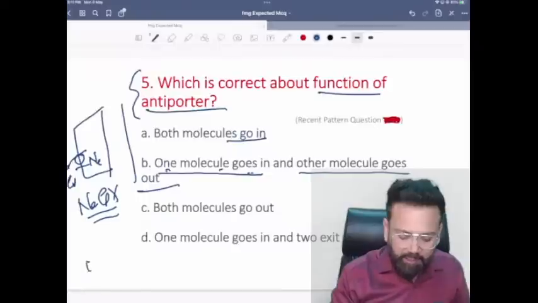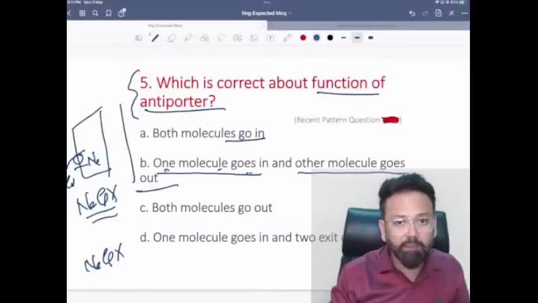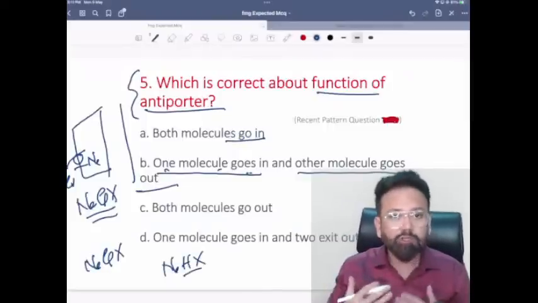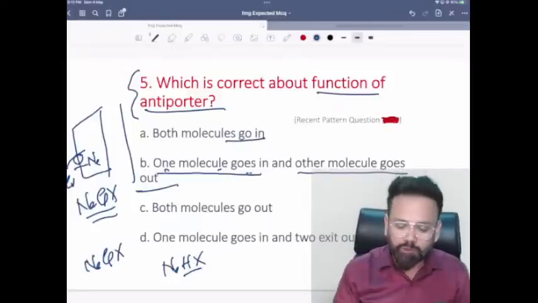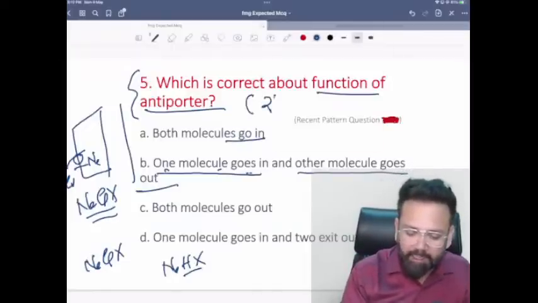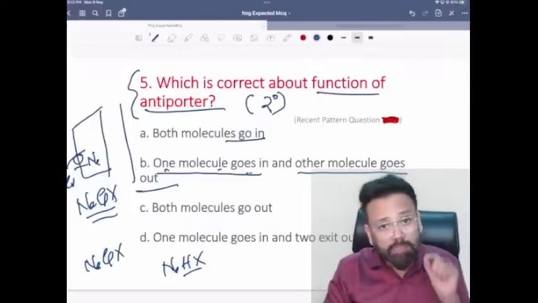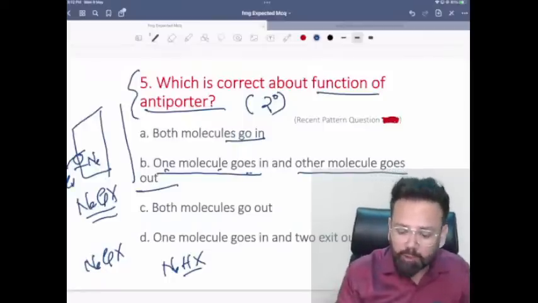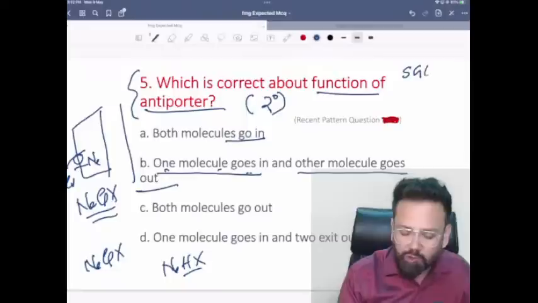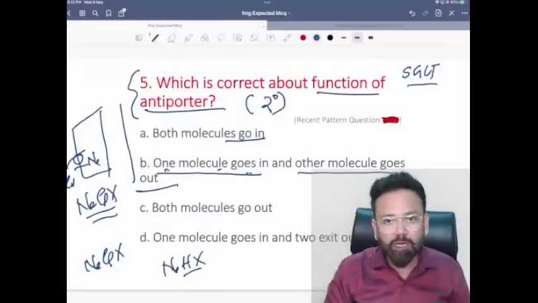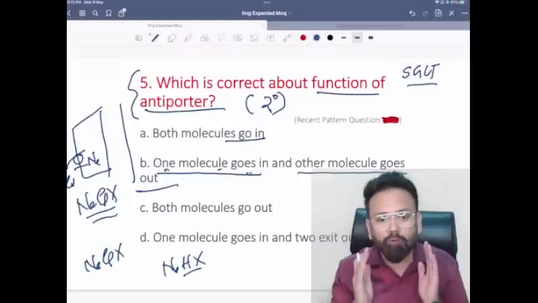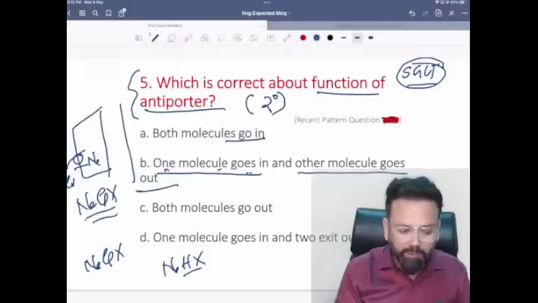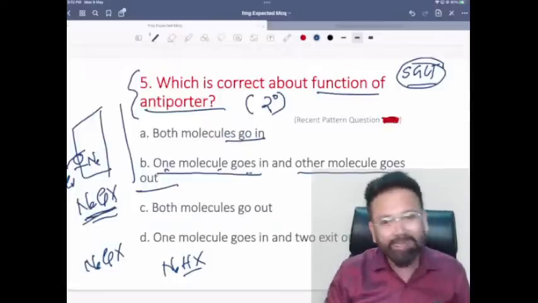Like all the exchangers, like sodium calcium exchanger, like sodium proton exchanger, all the exchangers are called antiporters. So this is a variety of secondary active transport. So this is an active transporter, but antiporter. On the other hand, if you talk about the symporter, they are like SGLT, sodium glucose transporter. SGLT is a symporter because both are moving in the same direction. So they are called symporters. On the other hand, sodium calcium exchanger, all these are antiporters.